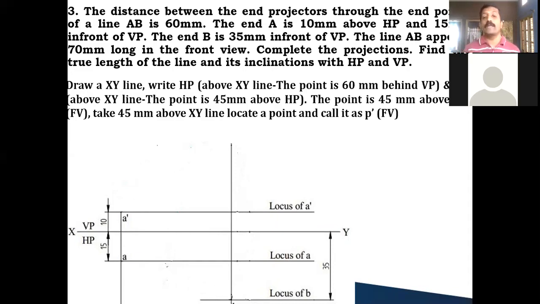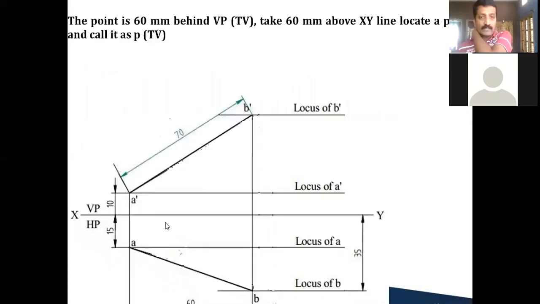So till here I can complete, as per the information he has given. And one more piece of information he says after this. I have joined AB, so this is your top view. After this, one more information he says, that is the front view length is 70 millimeter. So from A dash as the center, you take the front view length of 70 millimeter and cut this vertical line, that is the 60 millimeter line which you have taken. You cut this at 70 millimeter and call this the B dash point. This is the front view length.